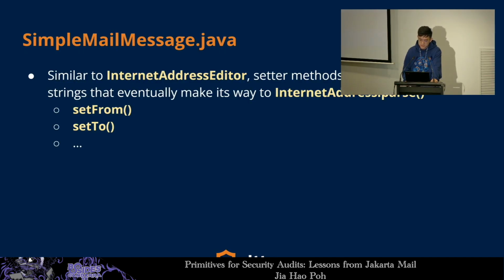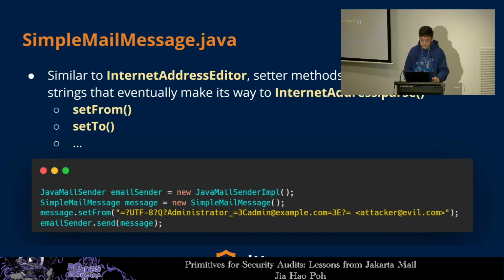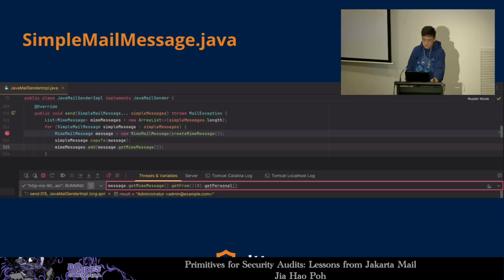The simple mail message class has a similar primitive to the internet address editor that we just saw. The address fields will all eventually make their way into the internet address parse method. This will decode any encoded strings in the personal name field, which once again may catch developers off guard. And here is the sample code used to confirm the behavior, using an encoded email string and verifying that the decoding occurs with the personal name section of the input address.